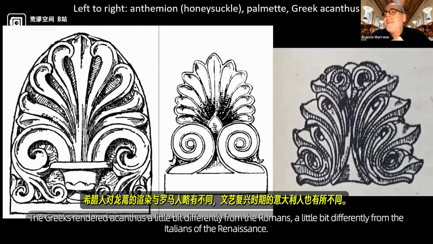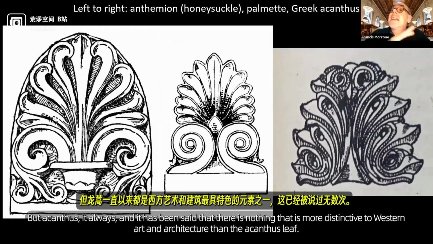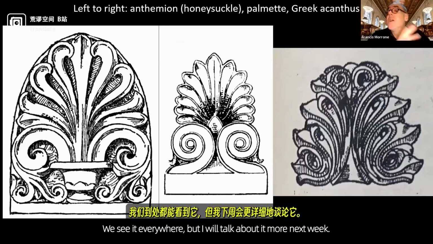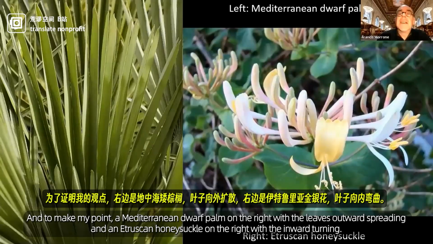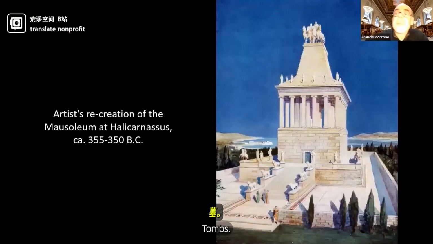The Greeks rendered acanthus a little bit differently from the Romans, a little bit differently from the Italians of the Renaissance, but acanthus it all is, and it has been said that there is nothing that is more distinctive to Western art and architecture than the acanthus leaf. We see it everywhere, but I will talk about it more next week. And to make my point, a Mediterranean dwarf palm on the left with the leaves outward spreading, and an Etruscan honeysuckle on the right with the leaves inward turning.